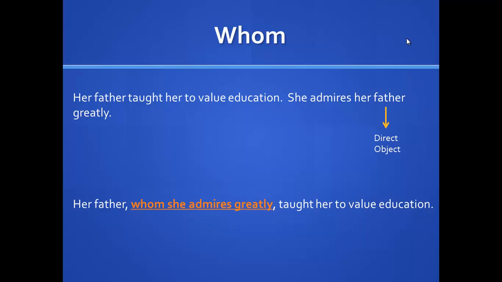Notice two things. Whom is an object pronoun, since we're taking the place of a direct object. And also notice the commas, again after the word father, and a second one after greatly. So we've covered combining with who and whom. The only one left is combining with whose.